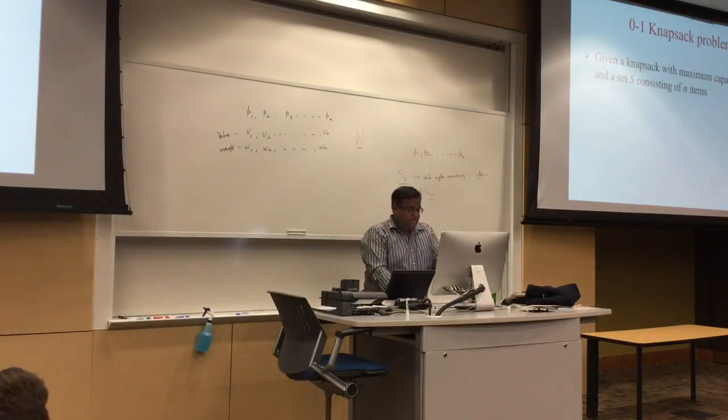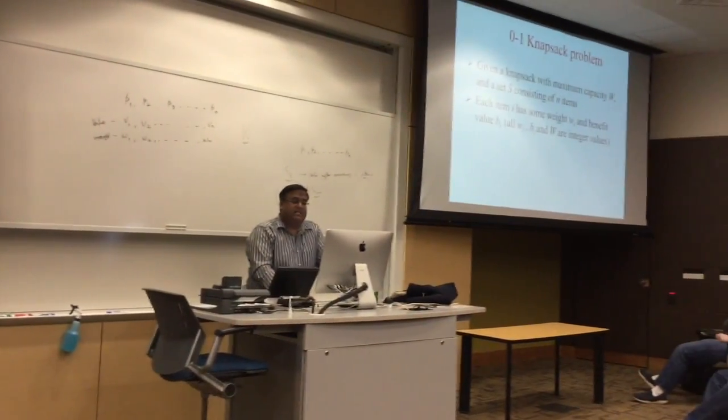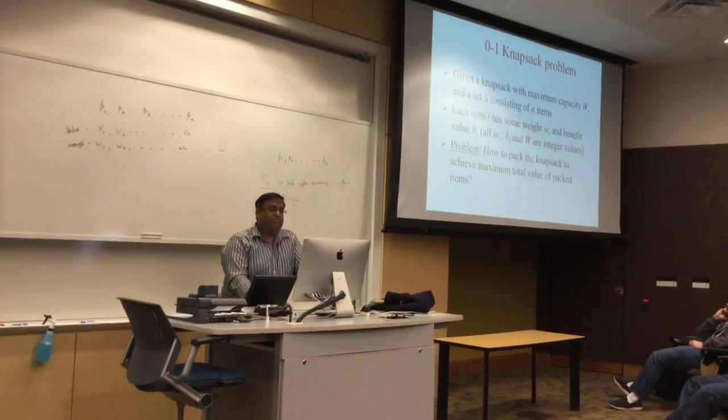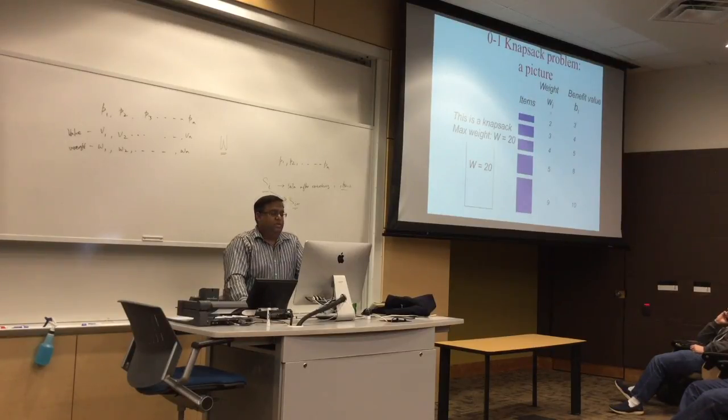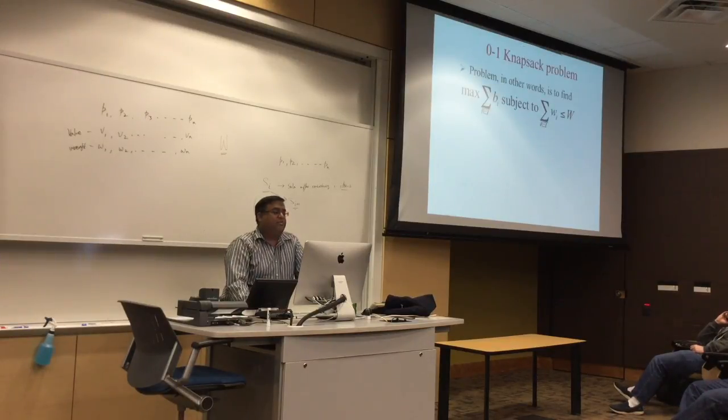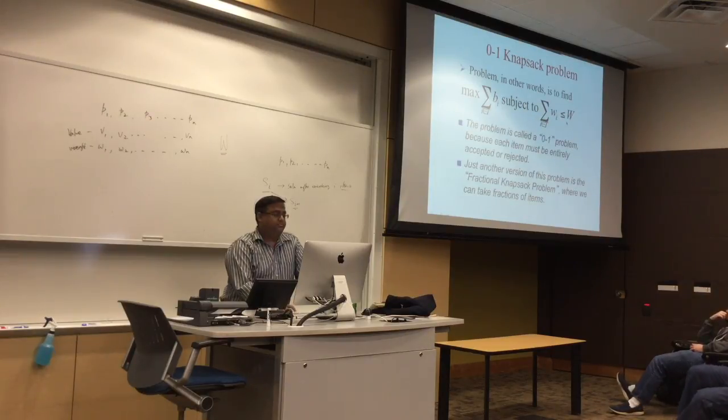It'll save some time, so I'm going to skip a few slides. These I've already explained. The 0-1 knapsack problem: how to pack the knapsack to achieve the maximum total value of packed items. You have the weight and the benefit value, two arrays. The problem is to maximize the value, making sure the weight doesn't go overboard: the total weight that you have selected is less than or equal to the weight allowed. So this part is good.